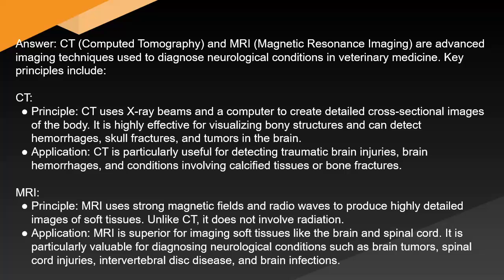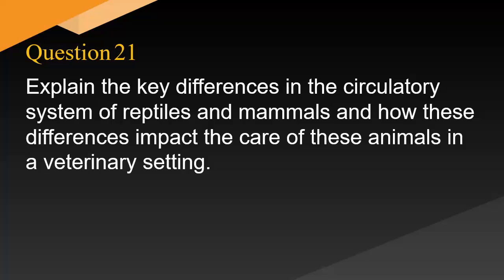Application: CT is particularly useful for detecting traumatic brain injuries, brain hemorrhages, and conditions involving calcified tissues or bone fractures. MRI principle. MRI uses strong magnetic fields and radio waves to produce highly detailed images of soft tissues. Unlike CT, it does not involve radiation. Application: MRI is superior for imaging soft tissues like the brain and spinal cord. It is particularly valuable for diagnosing neurological conditions such as brain tumors, spinal cord injuries, intervertebral disc disease, and brain infections.